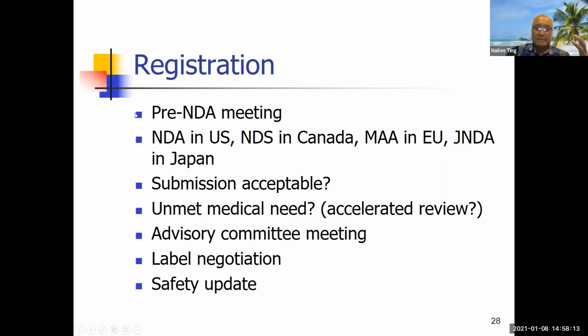After your pre-NDA meeting, you put the package together, and then FDA will do a preliminary check to see if you have all the necessary components. Now, if it's an unmet medical need, you may involve accelerated review or something like that. And sometimes you may get into an advisory committee meeting, and there will be label negotiation, and usually for FDA there's a 4-month safety update. That's 4 months after your NDA, you do a safety update.